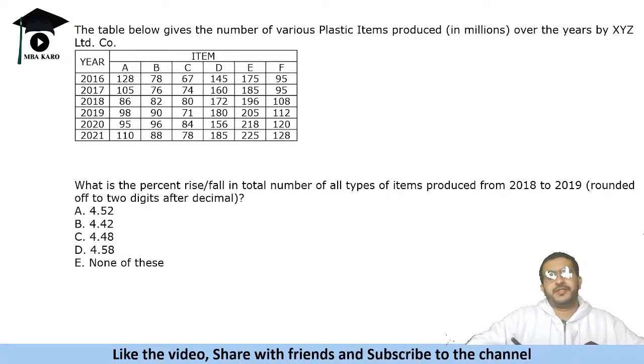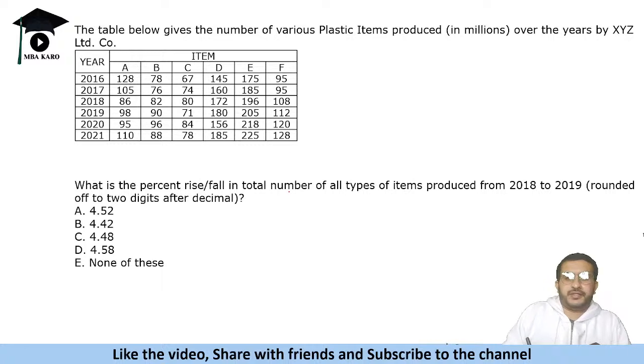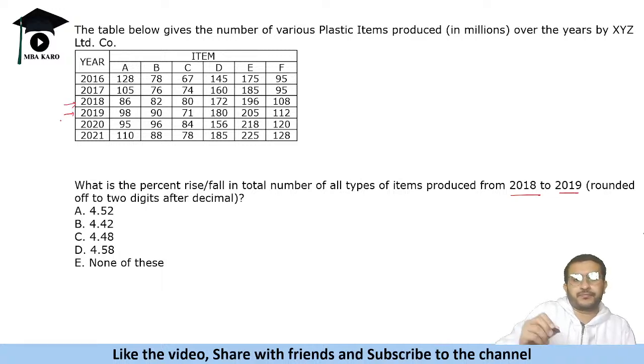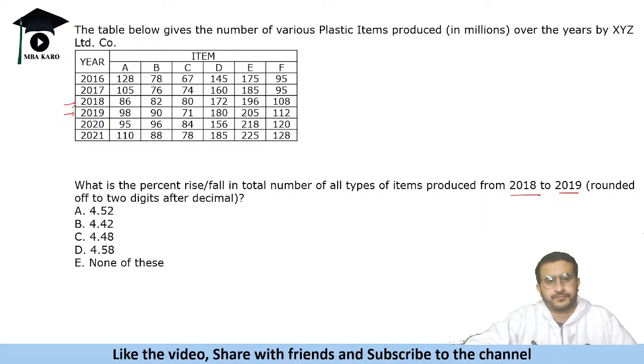So we need to find the percentage rise or fall in the total number of items, right? So we'll have to add all these for 2018 and 2019 and find the percentage rise or fall. I'll tell you some smart moves in this particular question, which will save you some time.